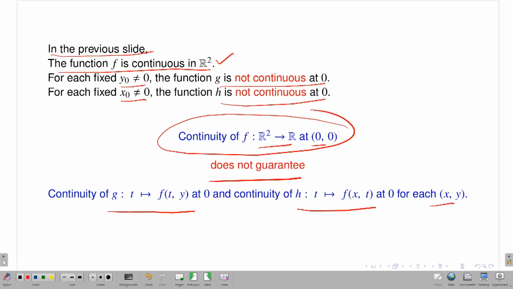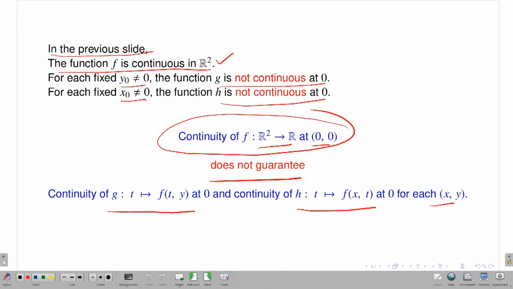One, I have examples of f which is not continuous at (0, 0), however the functions g and h are continuous. Here it is different. I have the continuity of f at (0, 0), but I do not have the continuity of the functions g and h at 0. So what I am trying to say is that continuity of f from R2 to R will not guarantee the continuity of g and h, and continuity of g and h will not guarantee the continuity of f. So there is no such vice versa relation between the continuity of f and the continuity of g and h.